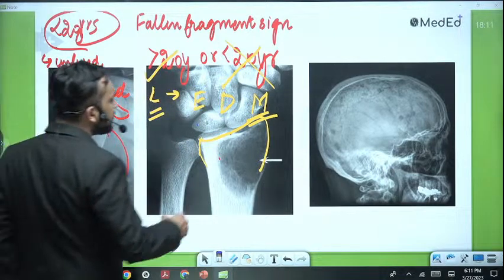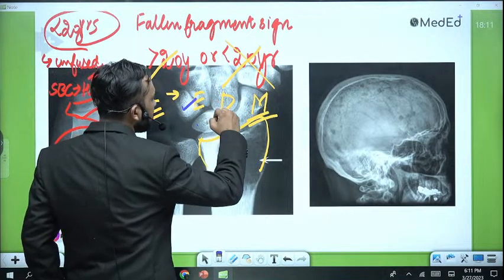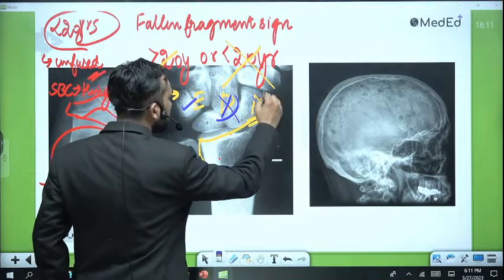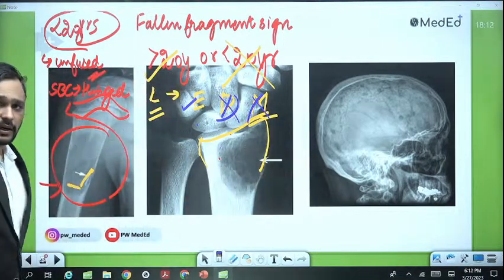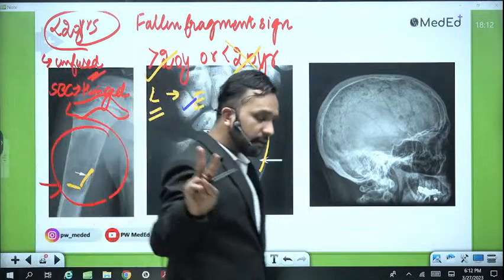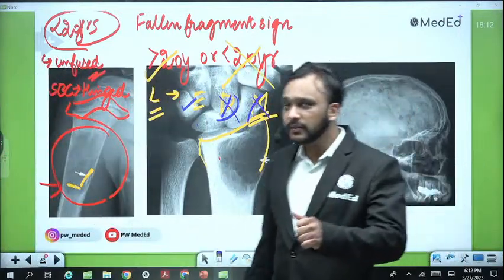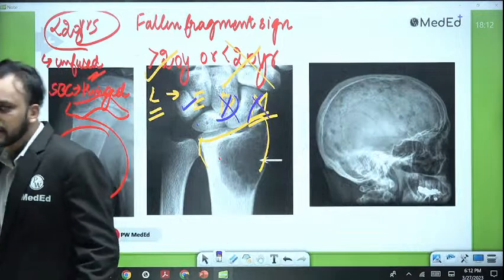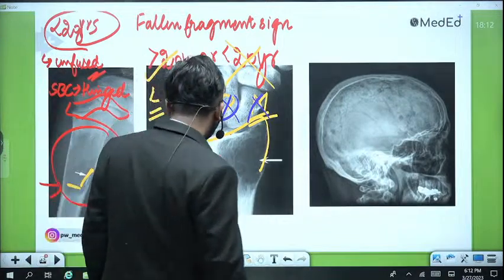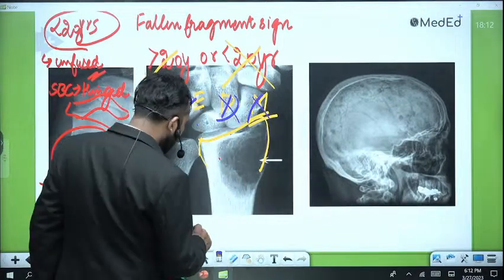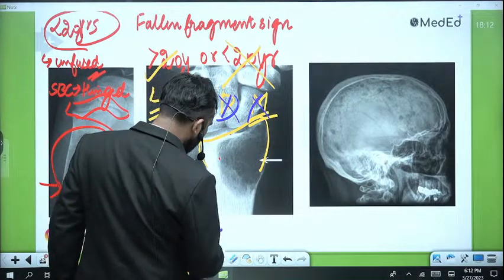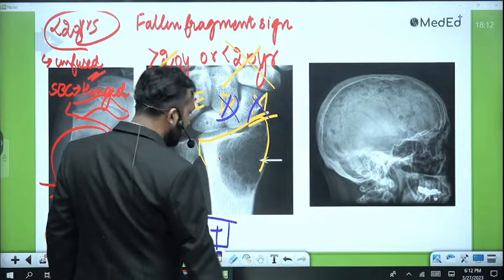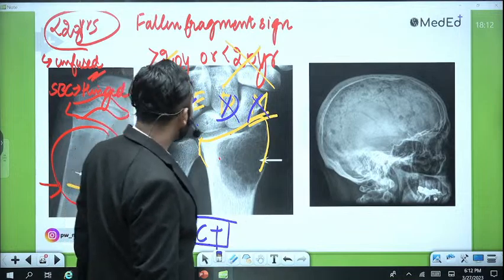So guys, this lesion is located in the epiphysis of the bone, not the diaphysis, not the metaphysis. There are two bone tumors which are common in the epiphyseal location: your chondroblastoma and the giant cell tumor. And giant cell tumor is more common in people more than 20 years of age. So the answer for this patient will be giant cell tumor.